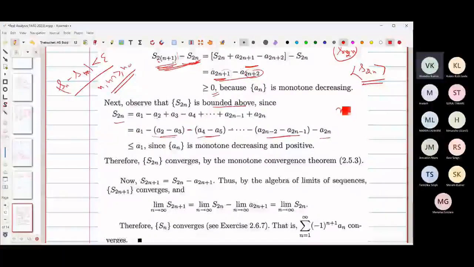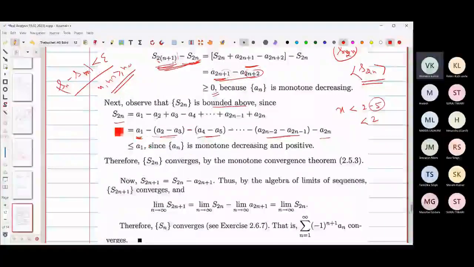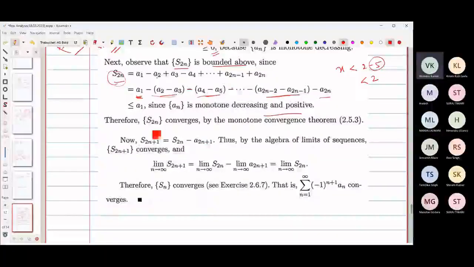Suppose we have written x less than 2 minus 5. So this will be less than 2, right? So remove the negative numbers. All negative numbers they have removed. So we are left with A1. So this will be less than or equal to A1. So this is bounded above. So this is a monotonic increasing sequence and bounded above. Monotonic plus bounded means convergent. So S2n is convergent.